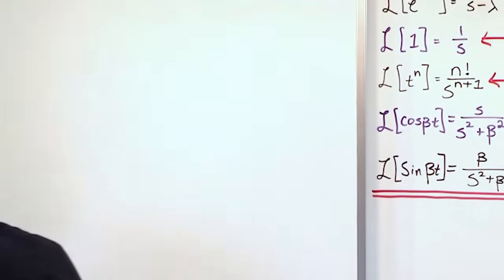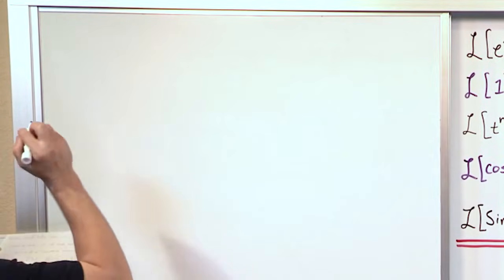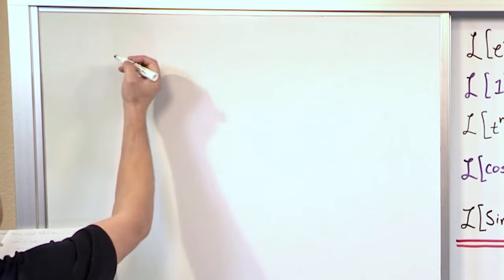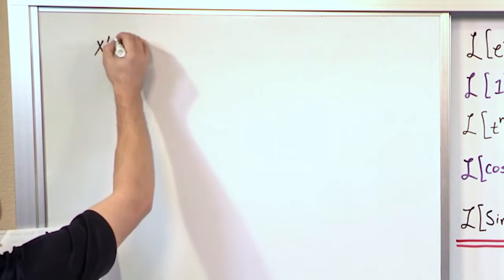So having talked about that here, what we're really trying to say is, remember, a derivative can be written in several ways. It can be written as x prime of t.